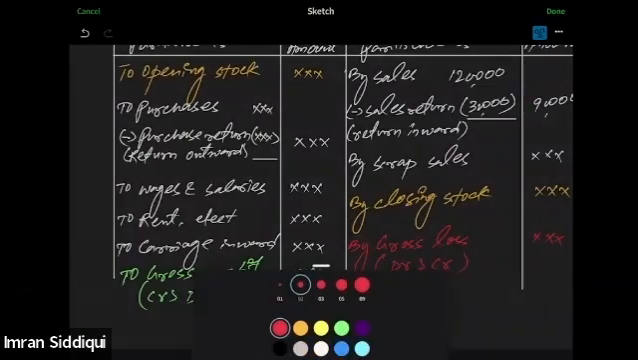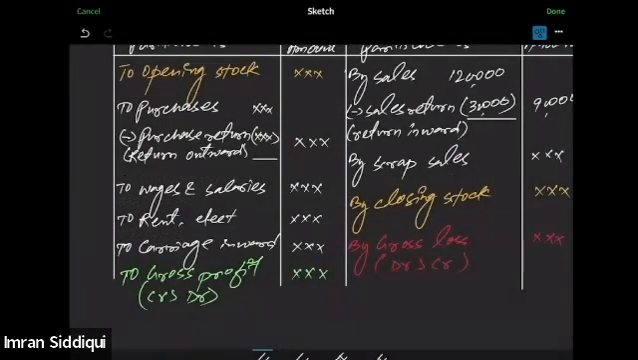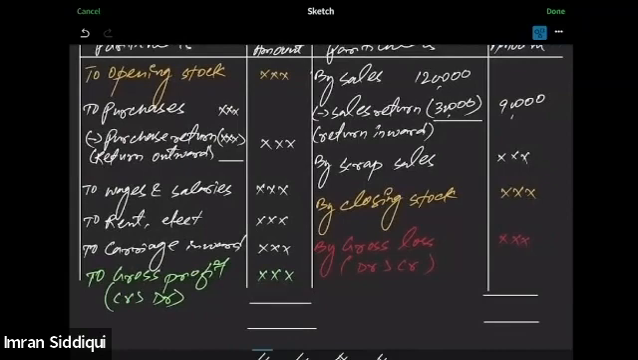All right. And after doing all this, when it comes to totaling both the sides, you must ensure that both the sides are tallying. Debit and credit sides should tally. That means they should have exactly the same balance on both sides. If you are not getting the same balance, that means you must have committed some mistake somewhere while preparing the trading account.